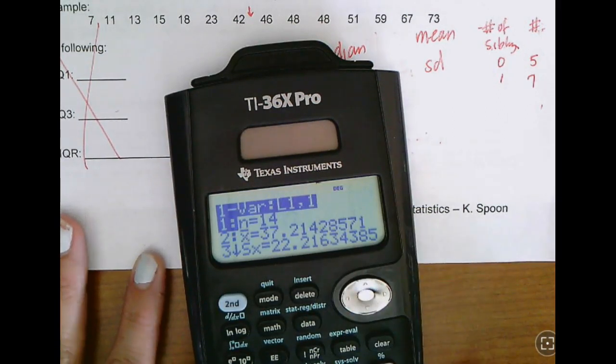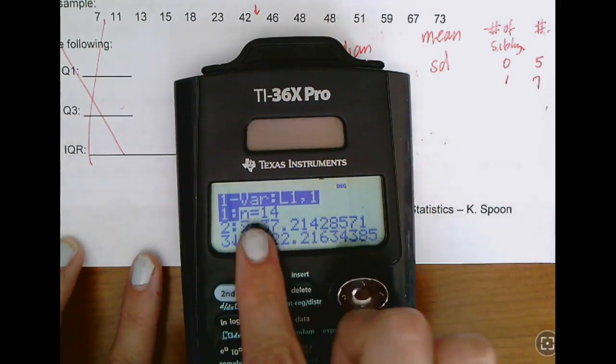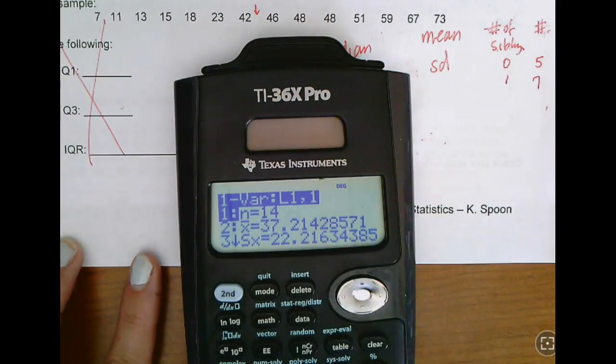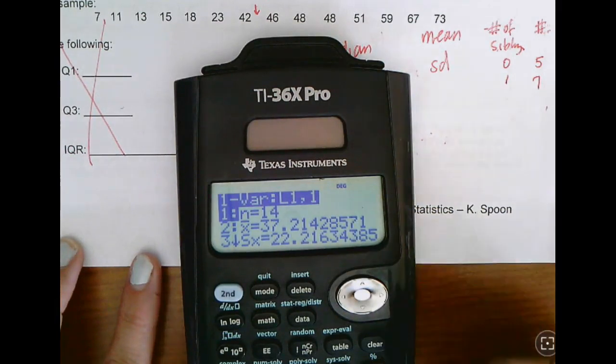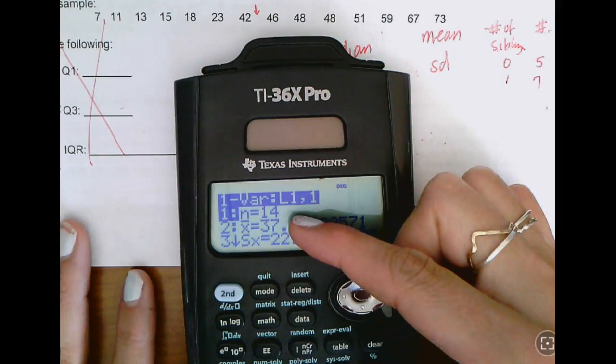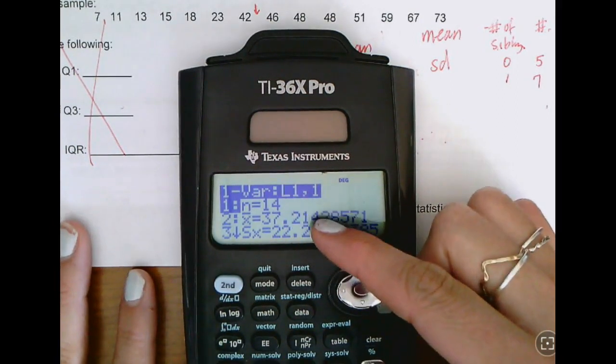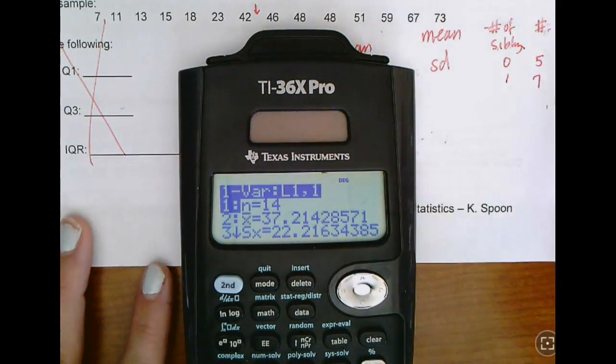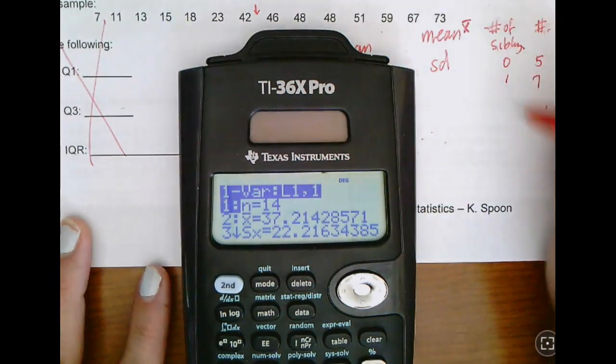So we're going to choose calculate. And then we can see all the pieces that we might want. The nice thing about the TI-36X Pro is it puts it in a more reasonable order. So how many things did we have? 14. Now we know that we've entered everything right. Our x bar, that's our mean, right? Don't forget, mean is x bar.